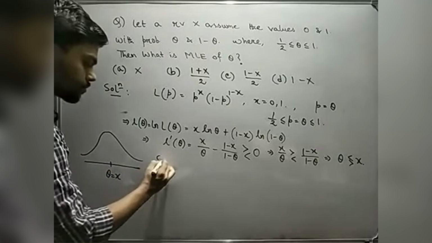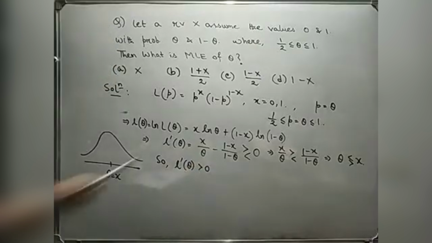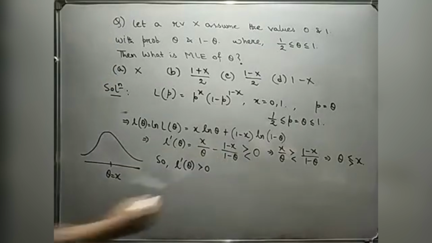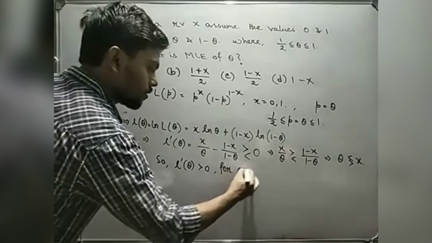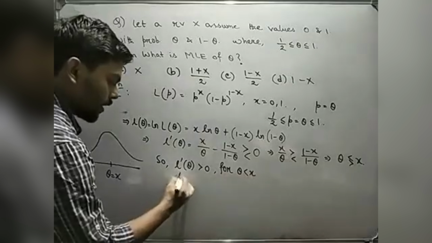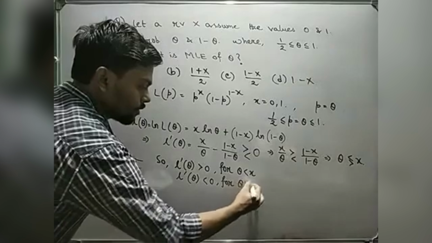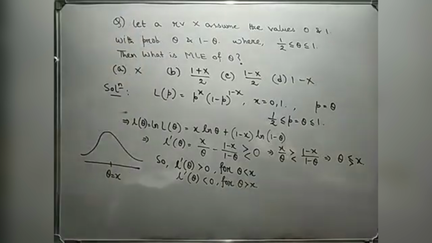We get l dash theta greater than 0 for theta less than x, and obviously that is the increasing case, and l dash theta less than 0 for theta greater than x. Both of these imply that the maximum can be at theta equal to small x.